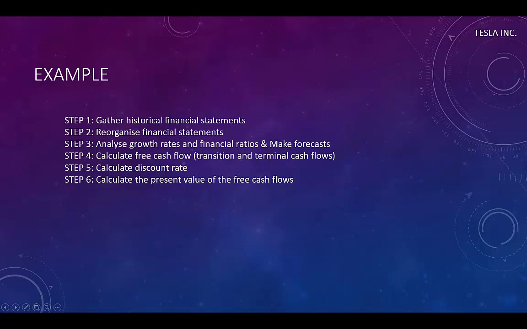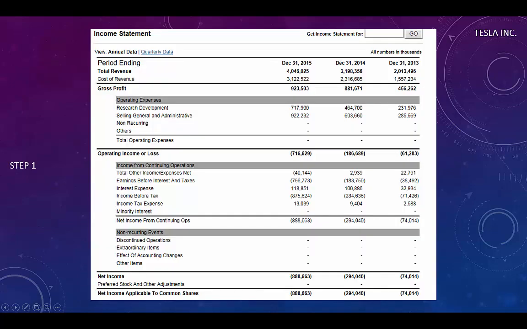We will use a multi-stage model, whereby we make detailed cash flow forecasts for an interim transition period, and we also make some assumptions about the steady state period. Discounting these cash flows will give us the intrinsic value of the equity. As our example firm, we will use Tesla Motors. This is a manufacturer of electrical cars.